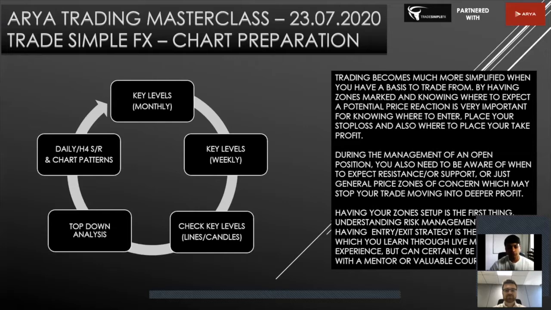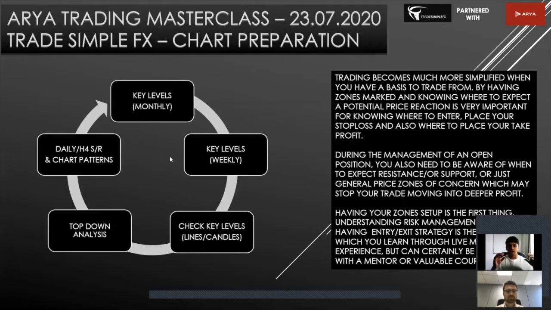So we're going to go through monthly key levels, weekly key levels. There are two different ways you can check these, so we'll mark them on one way and use the other method to check that they're accurate. And then top-down analysis, so we're going to dig in from our higher time frame and dip into our lower time frames. And then we're going to identify our daily and H4 support and resistance. They're zones that you manipulate between whatever time frame you're actively trading from. But again, we'll dig into that and give examples, and then obviously any chart pattern.